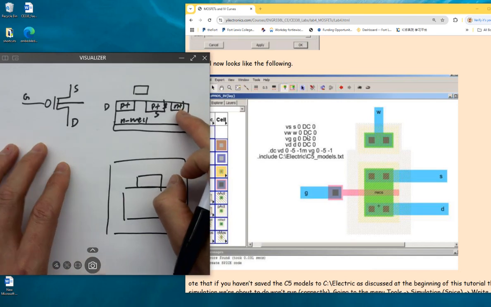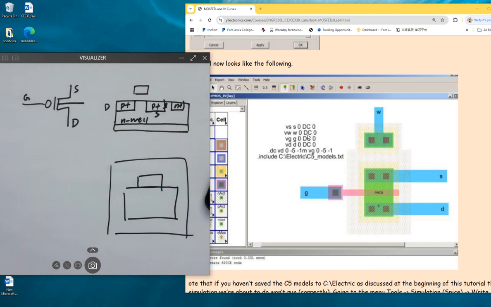Too much information? I'll let you guys take a look at this for a little bit. I'm going to grab a napkin real quick. Take a look at this, right?